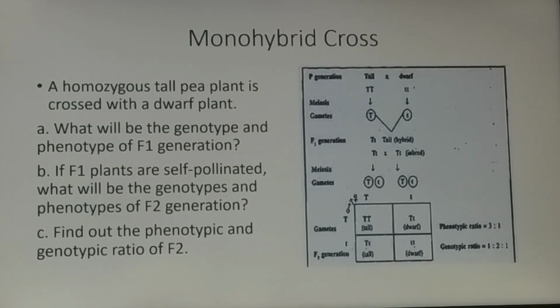Okay, so we have found the answer for A part of that problem. Now coming to the B part, if the F1 plants are self-pollinated, what will be the genotypes and phenotypes of F2 generation? To find the F2 generation, we have to self-pollinate the F1 generation. When selfing is done, the male and the female parents will have the same genotype. That is why it is written capital T small t crossed with capital T small t.